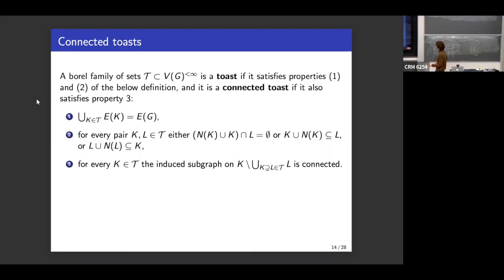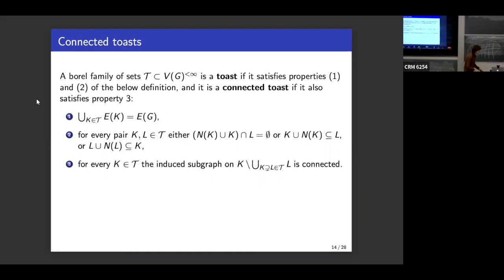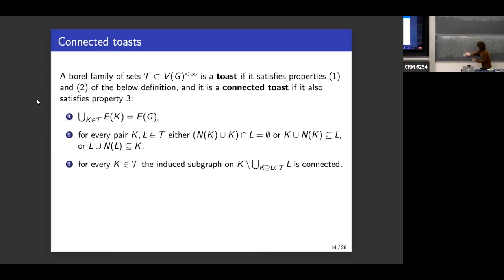Anyway, let's review what a connected toast is. Let me erase some of this and draw a picture. A connected toast, for a Borel graph with hyperfiniteness, satisfies three properties. The first is that it's a collection of finite sets that will eventually exhaust the graph. And the first property we want is that if I give you some edge in my graph, I can eventually find a piece of toast that contains that edge. That's all property one is saying.